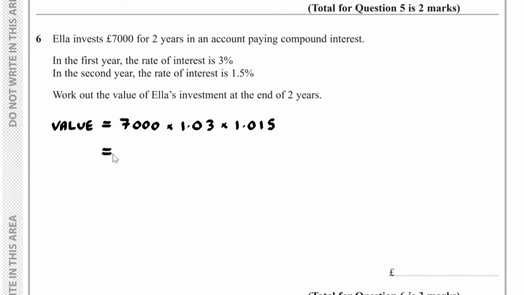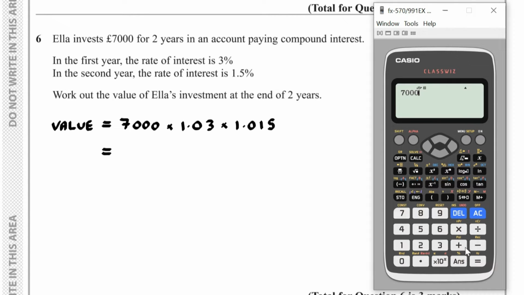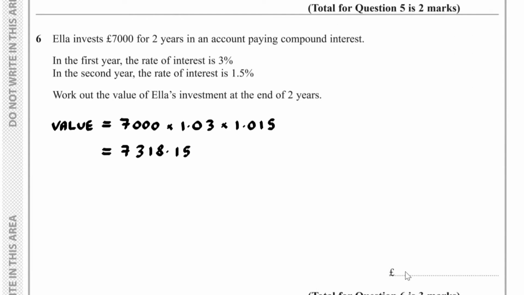So if we work out what this is equal to, we have 7,000 multiplied by 1.03 times by 1.015. It turns out we get 7,318.15.